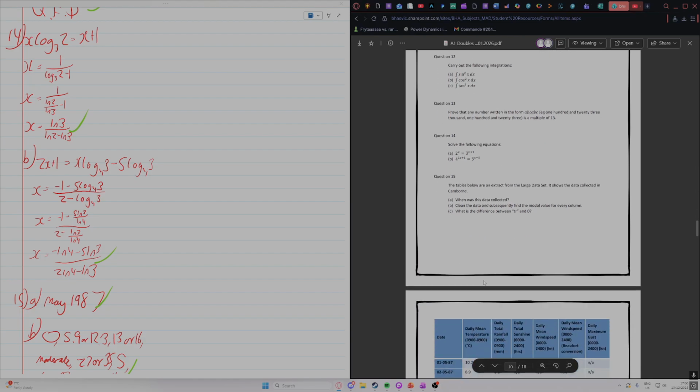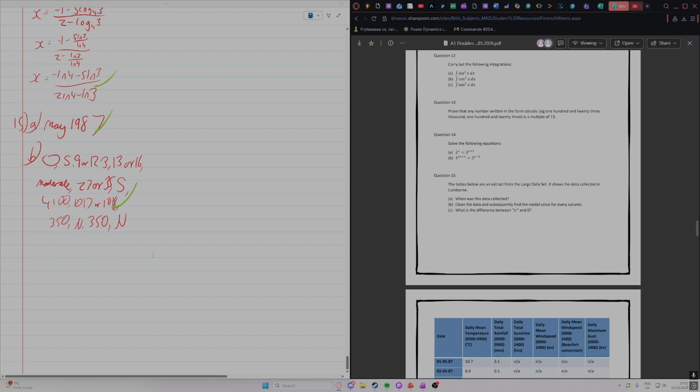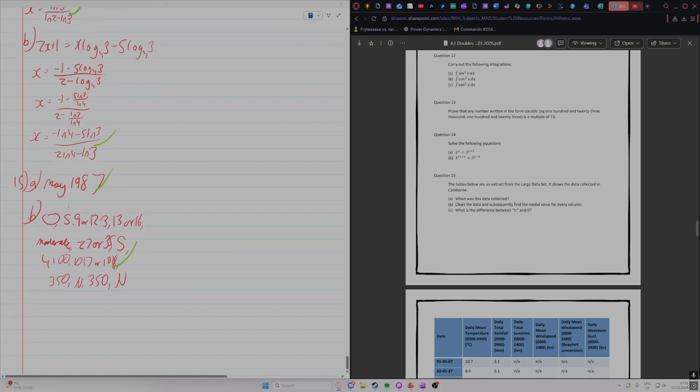And next we have the best question, the large data set question. When was this collected? Well, it's obviously May of 1987, since that's one of the times when it was collected, of the 2 times. Next, find the modal value for every column. This is absolutely painful to do. And for trace, I don't know why I didn't write it here, but 0 means there's 0 rainfall. Trace means that there was less than 0.05 millimeters of rainfall.